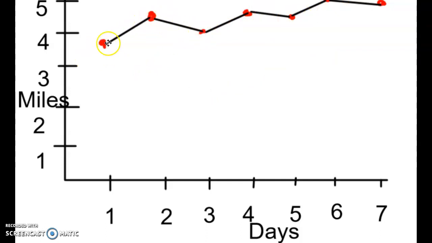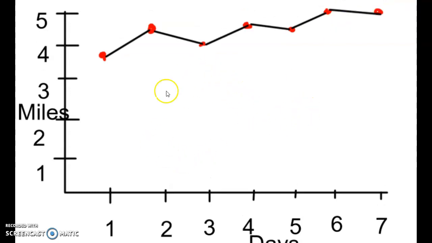We start at a certain distance, then we increase on the second day, and then we take it back a little bit the next day. And then we increase a little bit, and then we take it back. Then we increase. Now these 2 days, this point should be up a little bit, because they are actually the same. There we go. That should be a straight horizontal line across. But that's what a time plot looks like.